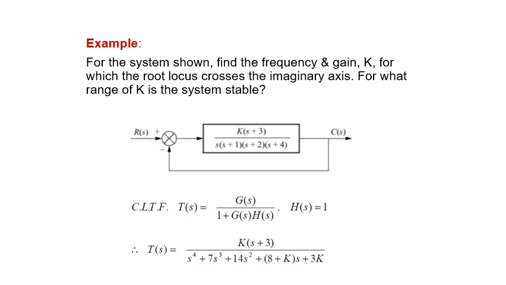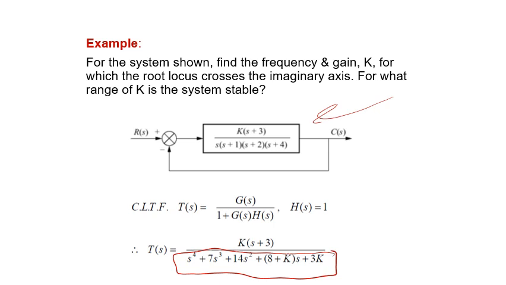If I have this kind of system and I need to calculate the j omega crossing for this function, we will find the closed loop transfer function. We have the characteristic equation. I hope you still remember.